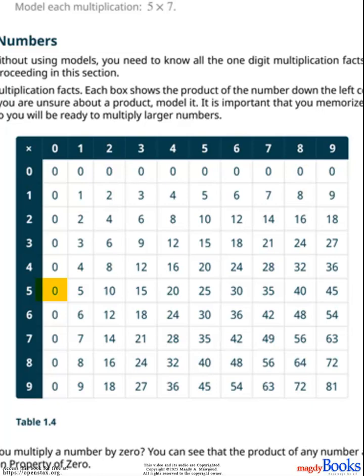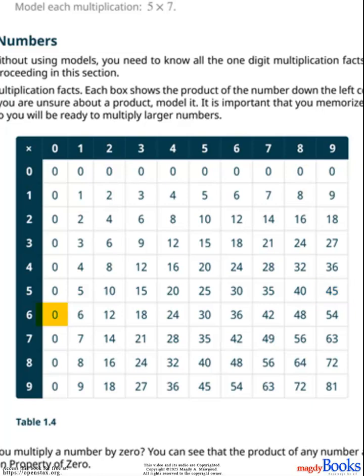5 times 0 is 0. 5 times 1 is 5. 5 times 2 is 10. 5 times 3 is 15. 5 times 4 is 20. 5 times 5 is 25. 5 times 6 is 30. 5 times 7 is 35. 5 times 8 is 40. 5 times 9 is 45.